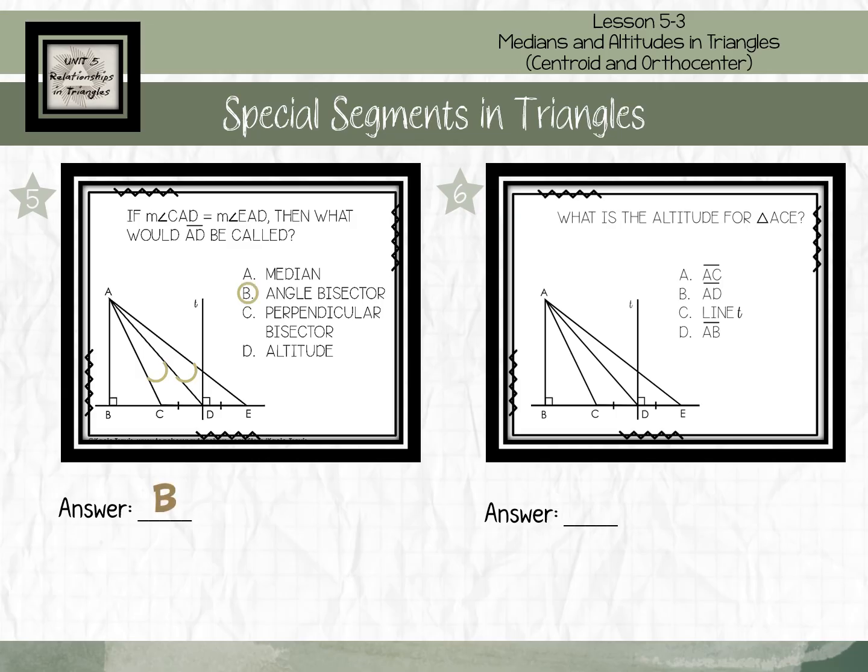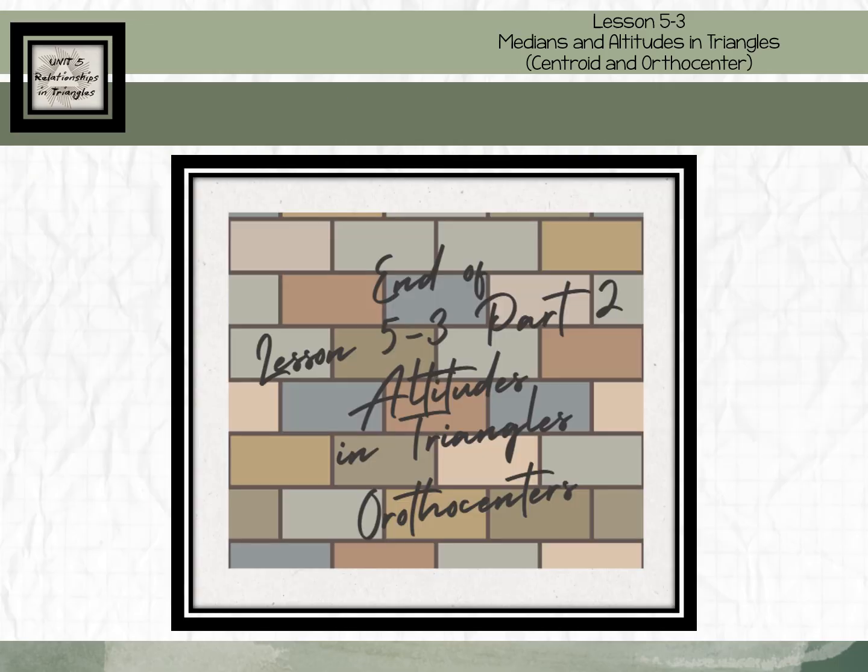What is the altitude for triangle ACE? So there's triangle ACE. Altitude needs to go from a vertex perpendicular to the opposite side. And in this case, it's perpendicular to the extension of the opposite side because there's no way you can do a segment from point A to segment CE that is perpendicular. So you have to extend the side. So segment AB is going to be the altitude.